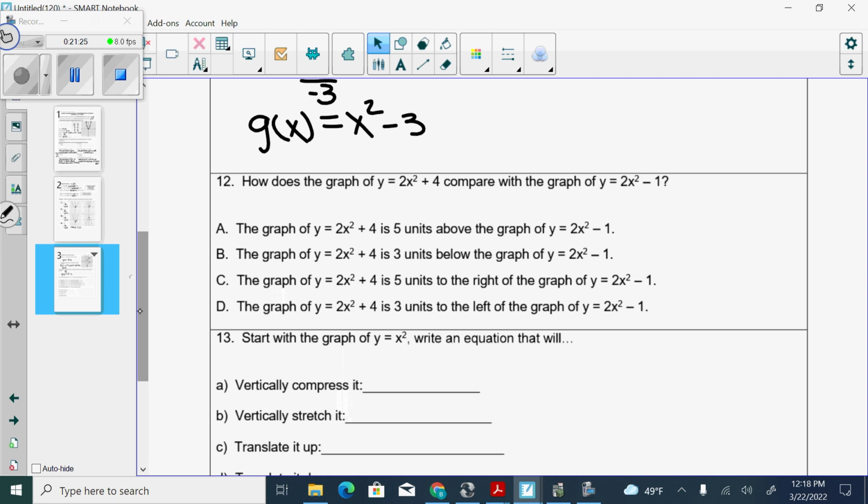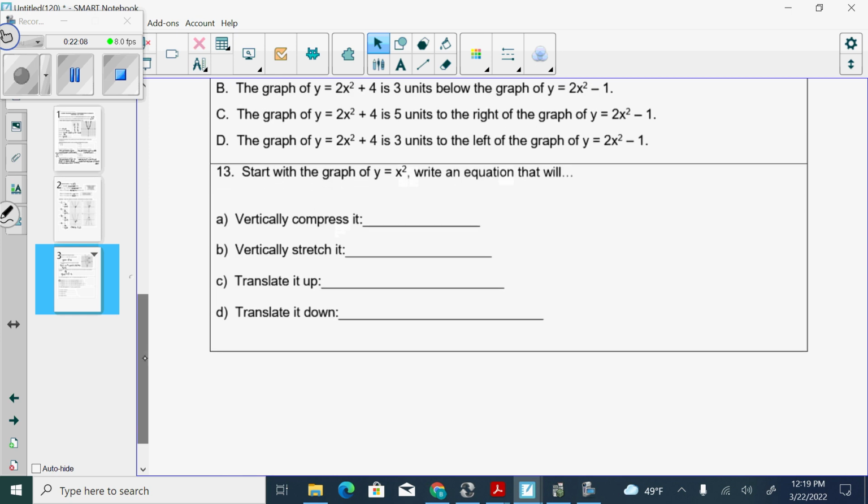Alright. Number 12, how does the graph of 2x squared plus 4 compare to 2x squared minus 1? So what's the difference between those two? Right. How many units? 5. So which one's higher? The 4 or the -1 is higher? The 4. So I need to either say this one is 5 units below the 4, right? Or that 4 is 5 units above -1. So which one of these answer choices says that? There you go.